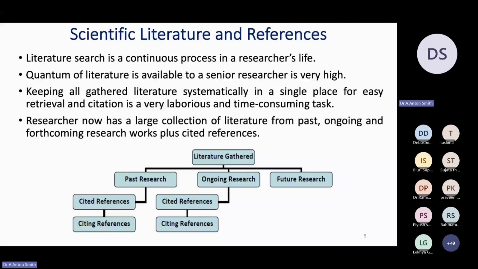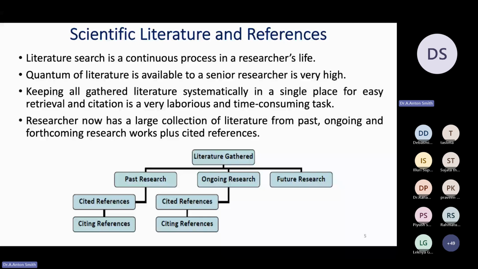This collection of literature, whether it is past work, ongoing work, or future work, has all been cited in the proper references. So the literature gathered is past, ongoing, and future research. In both past and ongoing research, the cited references and the current citing references also have to be noted down in a separate area.